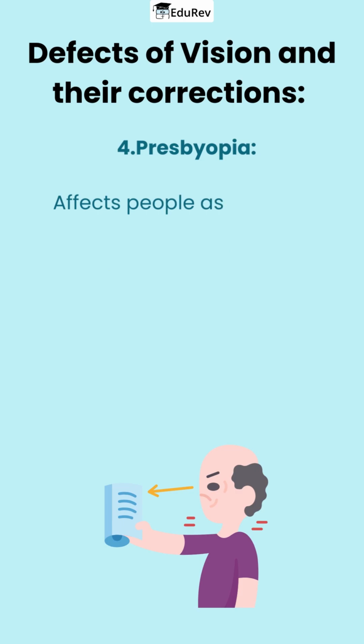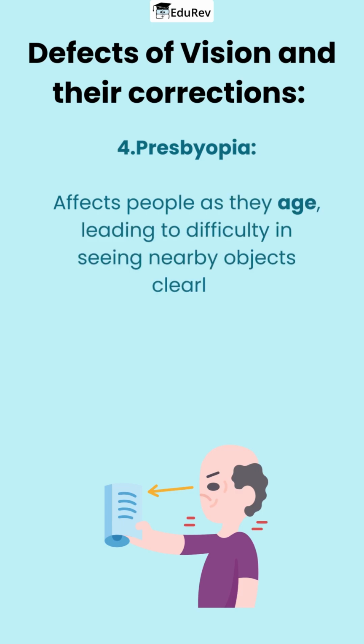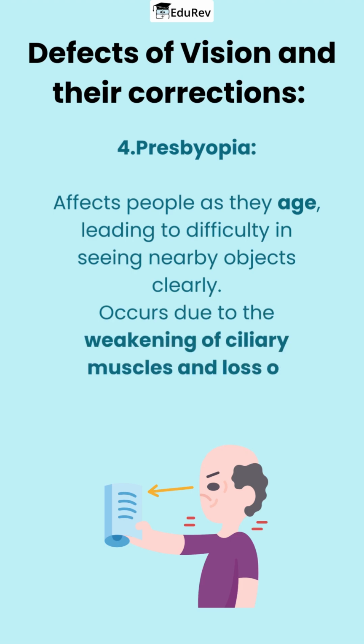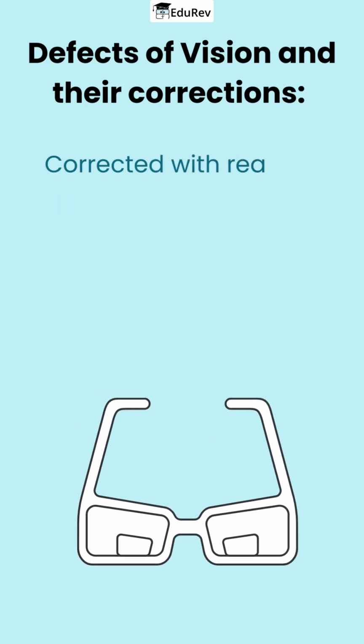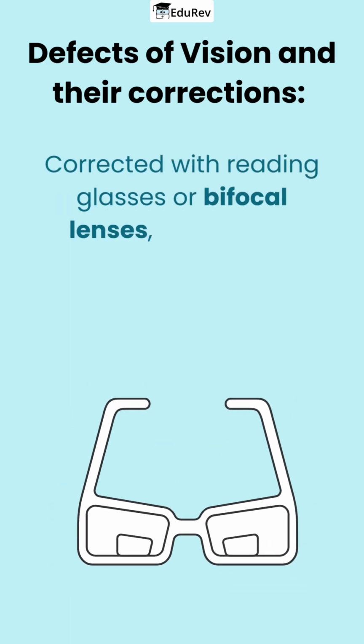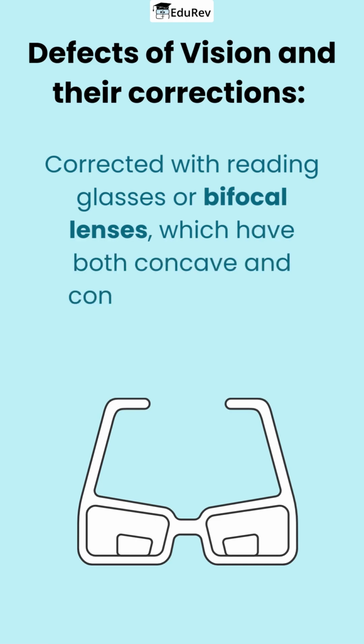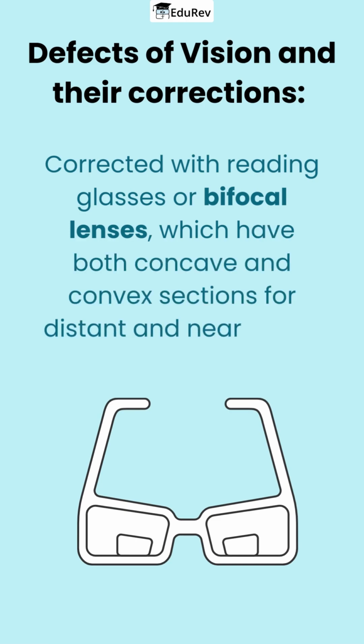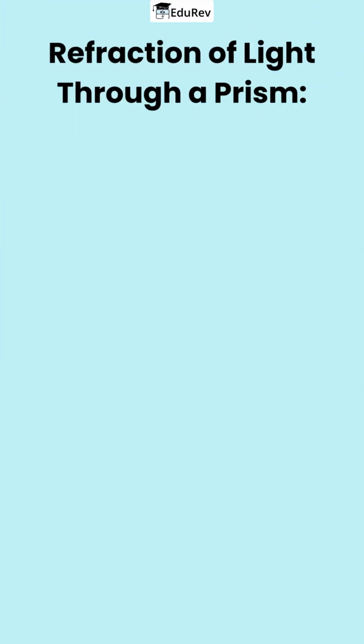Presbyopia affects people as they age, leading to difficulty in seeing nearby objects clearly. It occurs due to the weakening of ciliary muscles and loss of flexibility in the eye lens. It is corrected with reading glasses or bifocal lenses, which have both concave and convex sections for distant and near vision respectively.